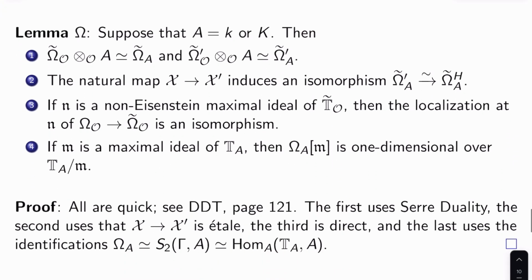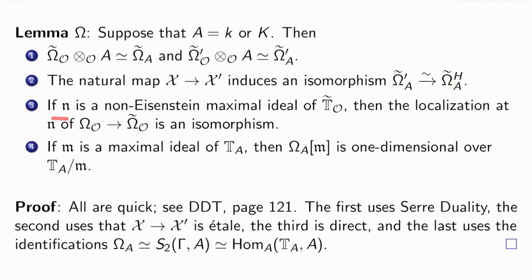Okay, so lemma omega, suppose that the A from above is either little k or big K. So either the residue field we're working with or the field of fractions of O. Then omega tilde sub O tensored up to A over O is nothing but omega tilde sub A. Omega prime tilde sub O tensored up to A from O is omega tilde prime sub A. So I don't think that's too big of a shocker. The natural map from fancy X to fancy X prime induces an isomorphism of omega tilde prime sub A with omega tilde H sub A. Okay, so this is like the corresponding sheaf of differentials associated to the modular curve given by H.